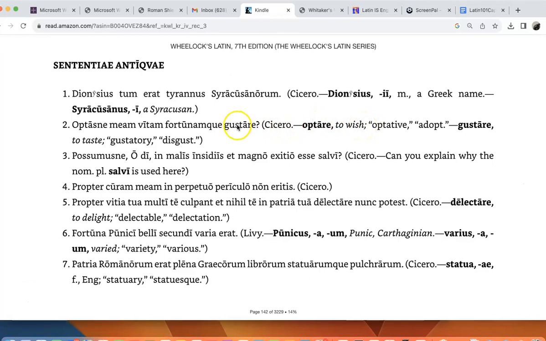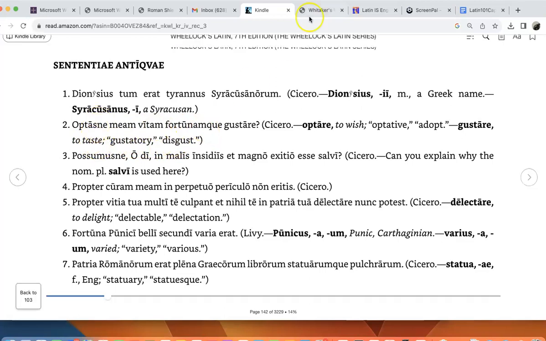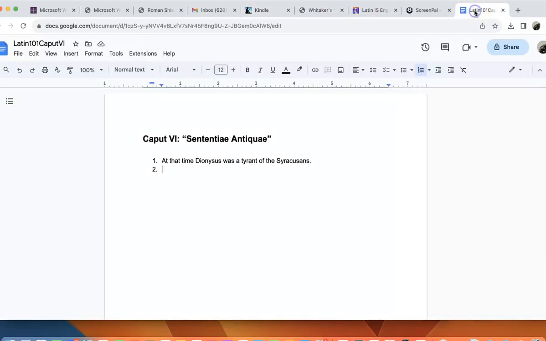But then in English, right away we expect maybe the complementary infinitive to come next. Here, gustare means to taste, and it's where we get words like gustatory and disgust. So we put it together: do you wish to taste? And I'm going to put that right there as a holding marker. Do you wish to taste?